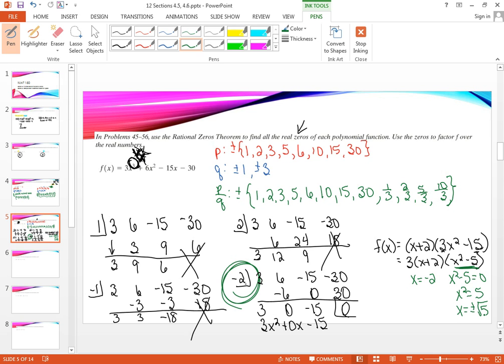Okay, so if I had to find all of the zeros of this particular function, it's -2, positive root of 5, and negative root of 5. Those are my zeros.